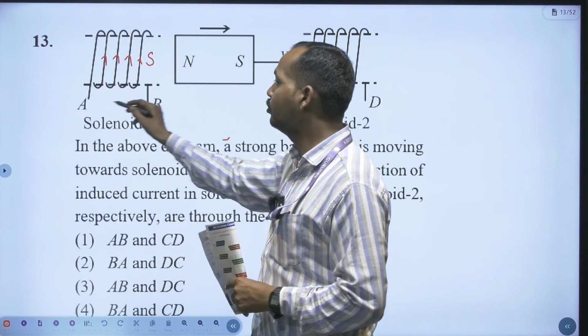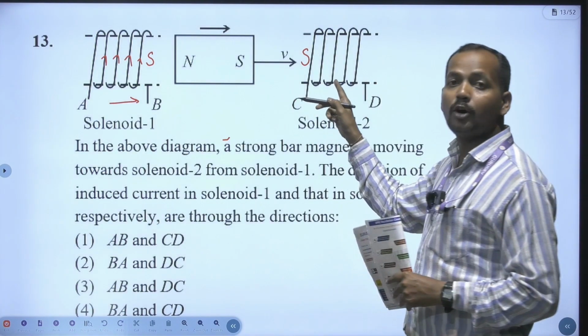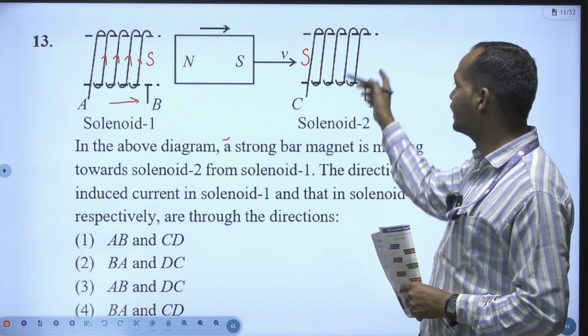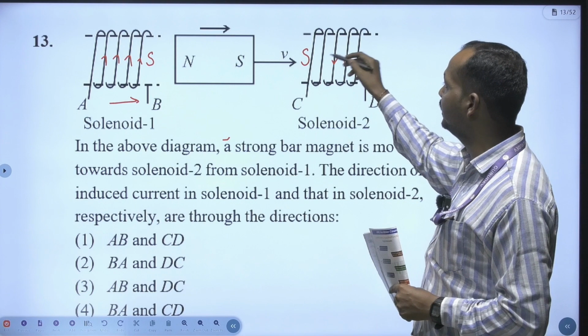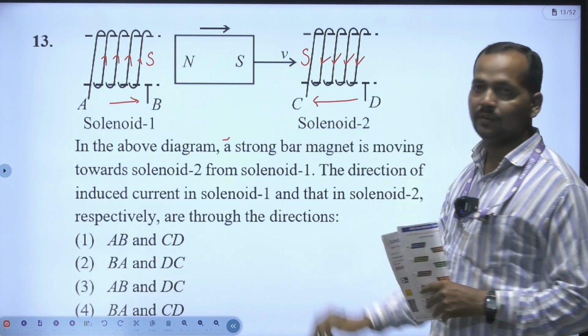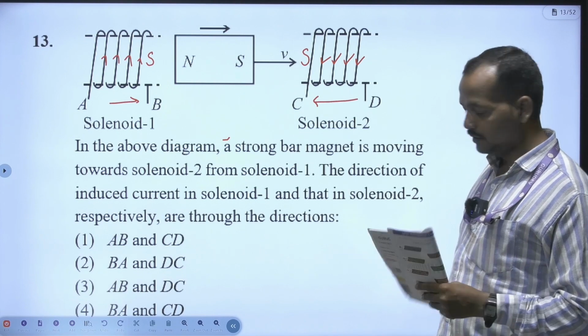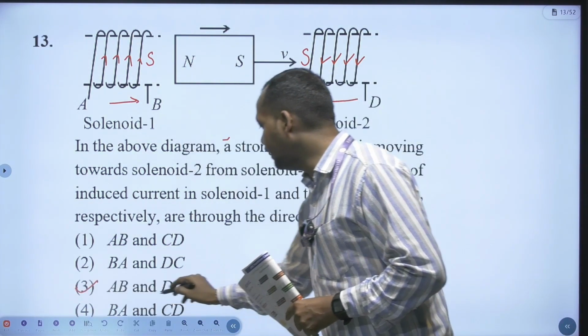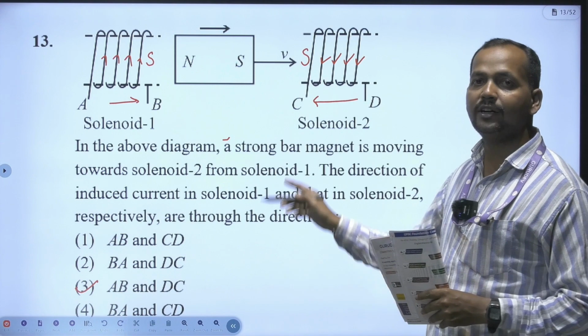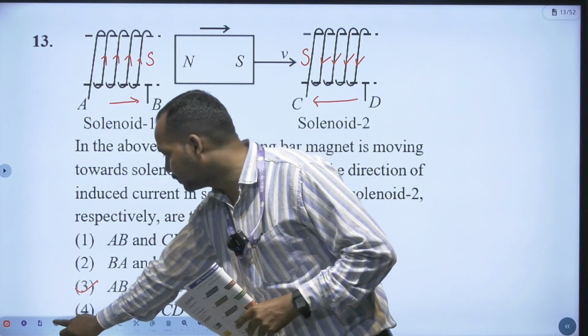That is from A to B. But here it opposes the motion, since the current produced here is from D to C. Therefore, the answer is, where to where? The 13th one, option 3, A to B and D to C. This is according to Lenz's law. Okay, we'll see the next one.